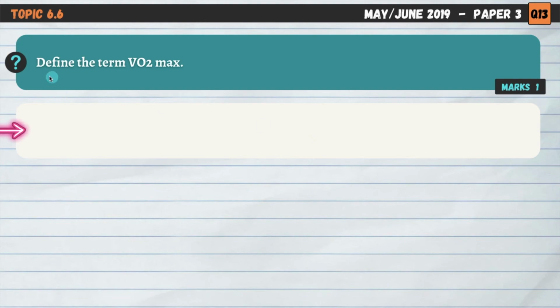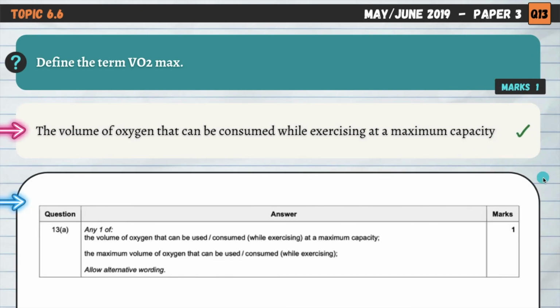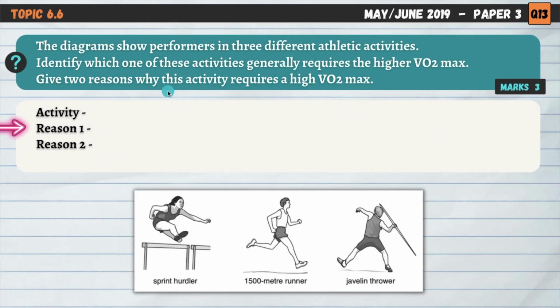Okay. Define the term VO2 max. I already mentioned not many questions come up on VO2 max, but define VO2 max is quite a common one. So the definition of VO2 max is the volume of oxygen that can be consumed while exercising at a maximum capacity. 1 mark for that one. Quite a simple question, or a very simple question. You just need to remember your definitions, so do put some time into revising definitions.